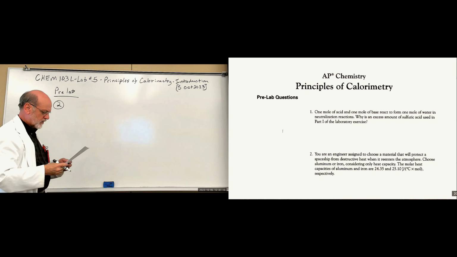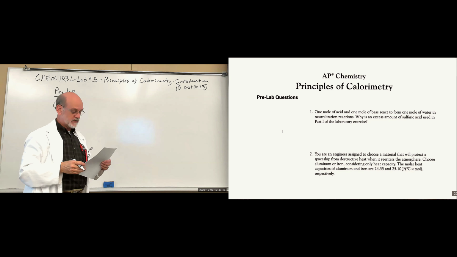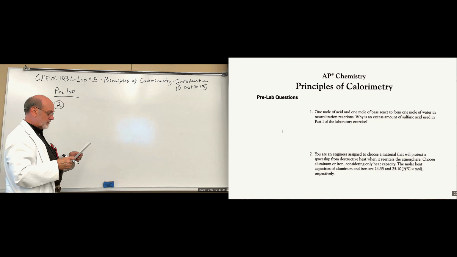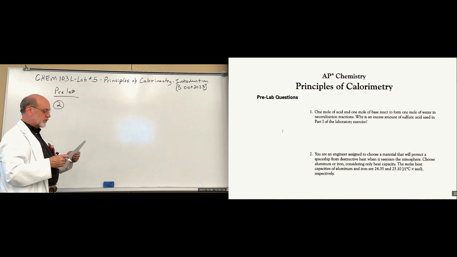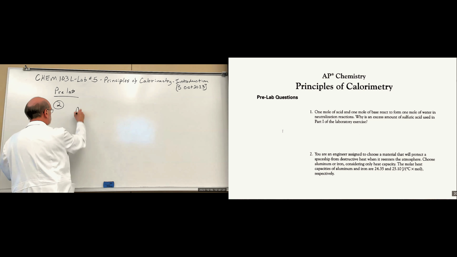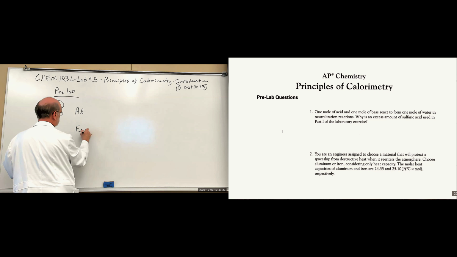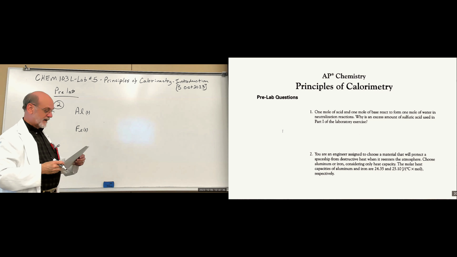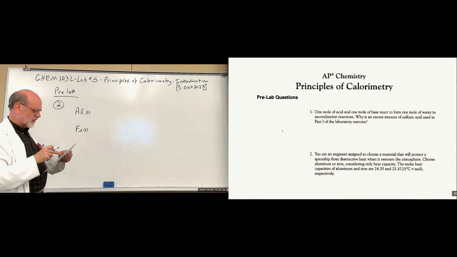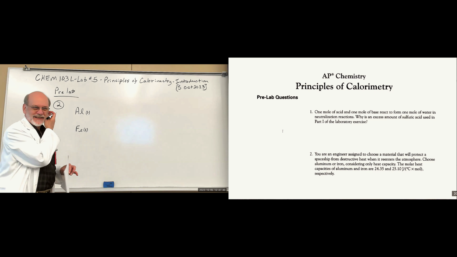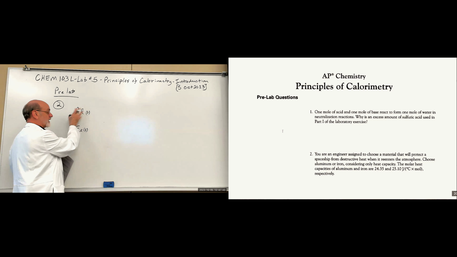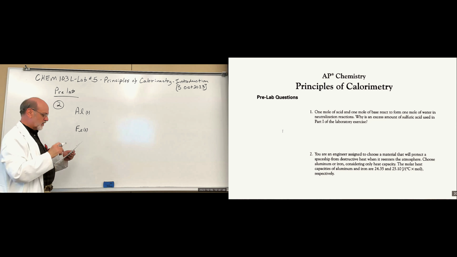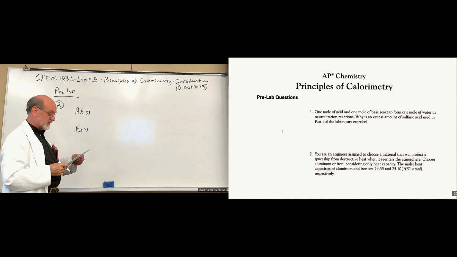All right. You're an engineer assigned to choose a material that will protect the spaceship from destructive heat when it re-enters the atmosphere. Okay. You're choosing between aluminum versus iron. And both of them, of course, will be solids on the heat shield. Okay. It doesn't say here, but we need to disregard the weight, right? Because aluminum is definitely less weight than iron, and it'd be cheaper to get into space. So we're only focusing on the heat capacity of the two.